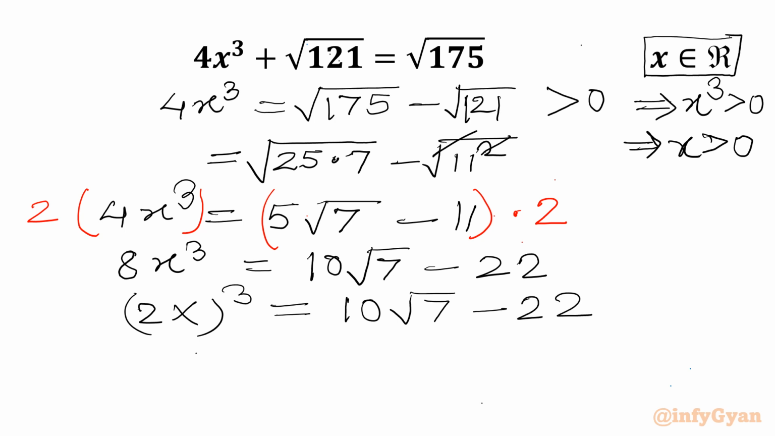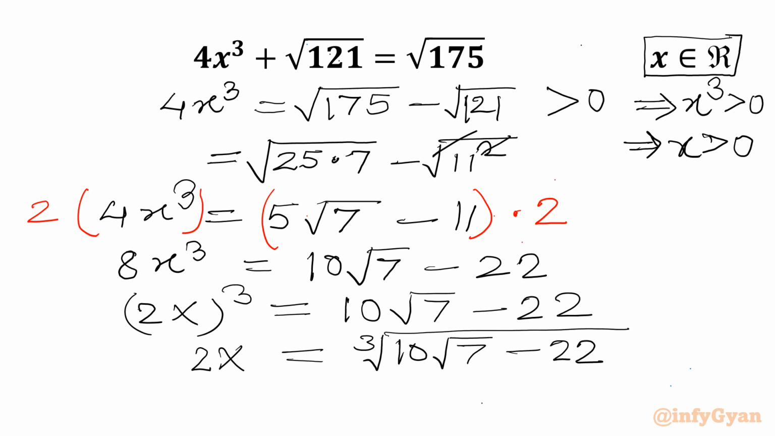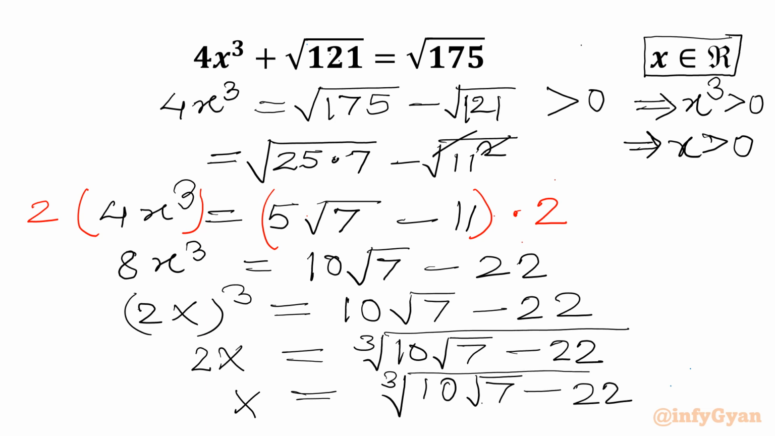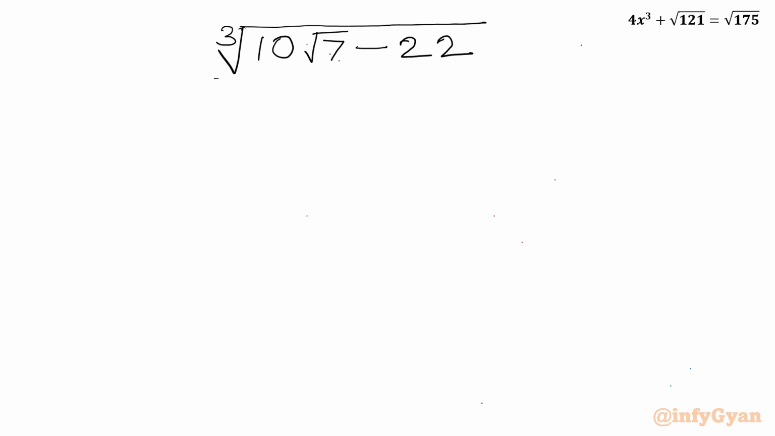Consider cube root both sides. So 2x will become cube root of 10 root 7 minus 22. Now divide both sides by 2. So x will be equal to cube root of 10 root 7 minus 22 divided by 2. Let me write here once. Cube root of 10 root 7 minus 22 divided by 2. This is our x.